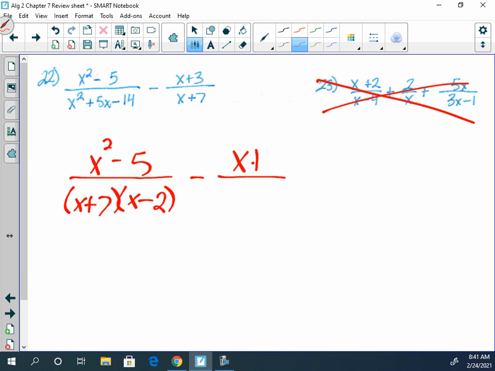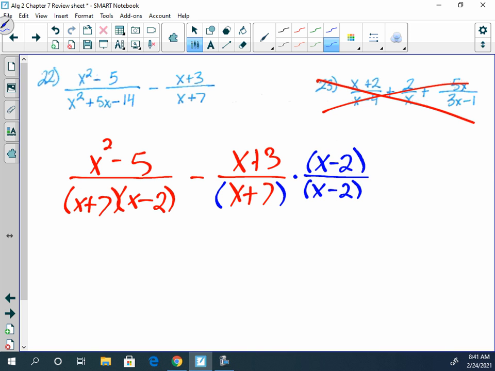Now, the other one doesn't factor at all, because there's no greatest common factor. The denominator is as simplified as it gets. Okay, now we need to make the denominators be the same. So I'm going to look at the one on the right first. What is x plus 7 missing that this one, x plus 7 times x minus 2, has? So the one on the right is missing an x minus 2 on the bottom. Okay, so we're going to multiply top and bottom by x minus 2.